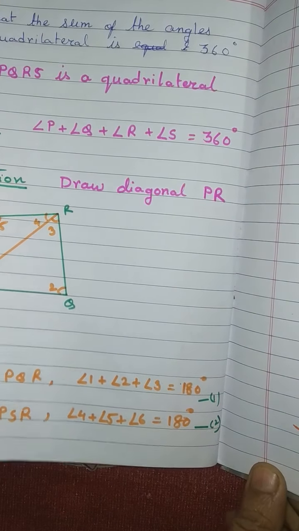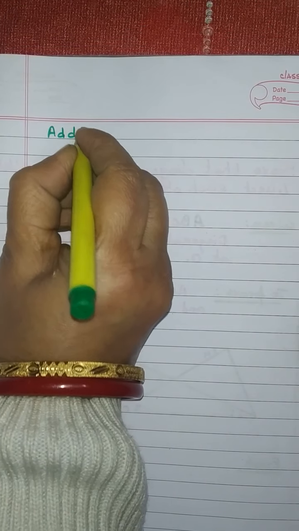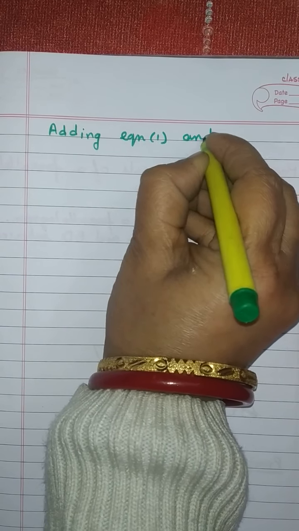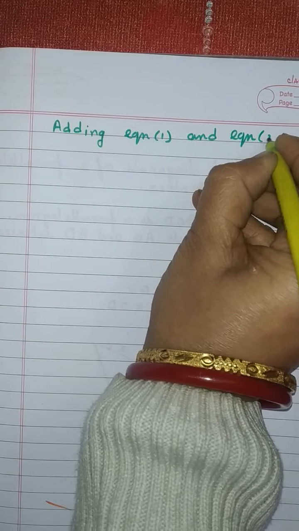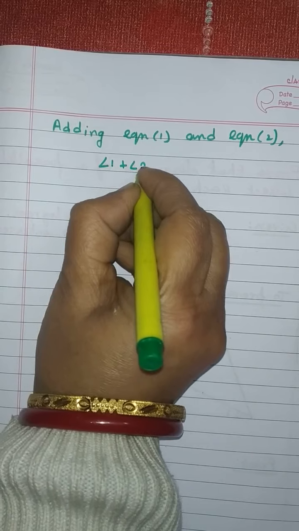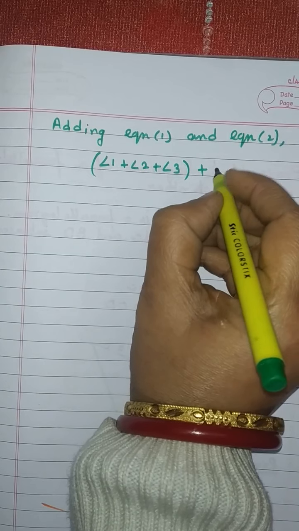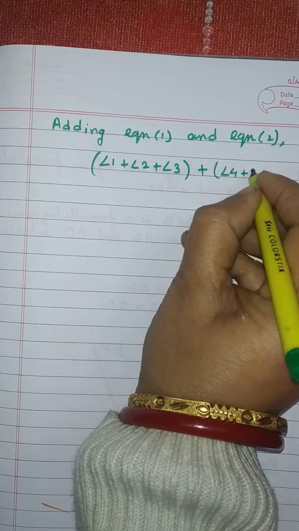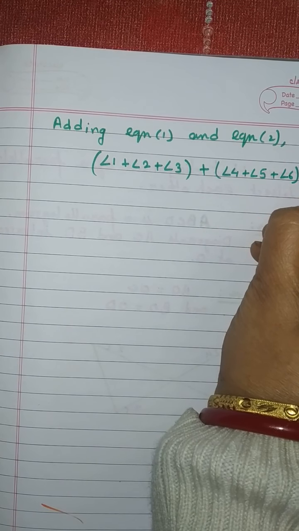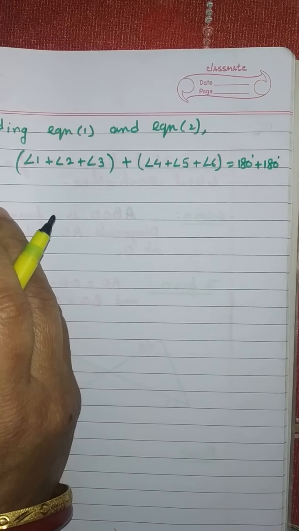Now when we add these two equations, adding equation 1 and equation 2, we will have angle 1 plus angle 2 plus angle 3, these are the three angles of the first triangle, plus angle 4 plus angle 5 plus angle 6, that is equal to 180 plus 180. When we add two equations, that means we add the left side as well as the right side.